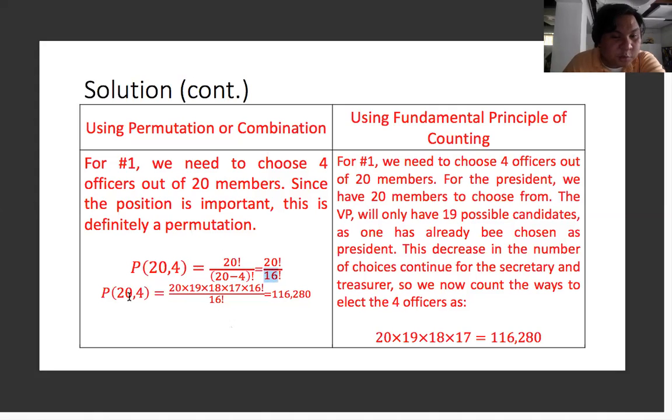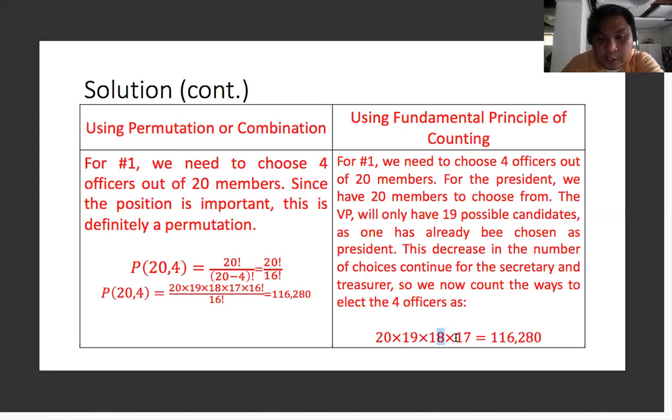So P20 taken 4. Okay, if we expand our factorial so that we can cancel the 16 factorial at the bottom, we see that everything here comes to about 116,280. So there is 116,280 ways to elect 4 officers out of those 20 members. Now, as I mentioned, we're going to connect that with the fundamental principle of counting. Right? So since there are 4 officers, then we need 4 possible positions.